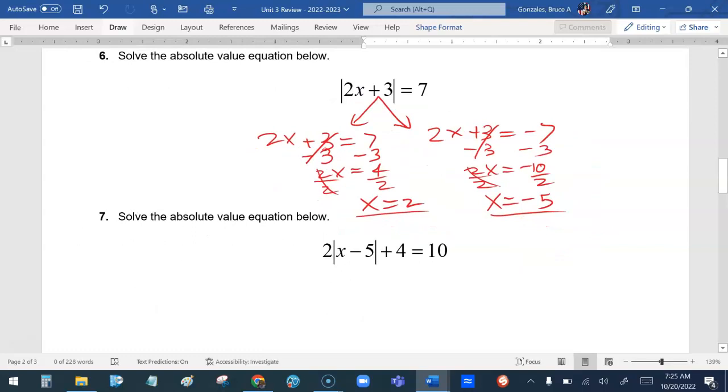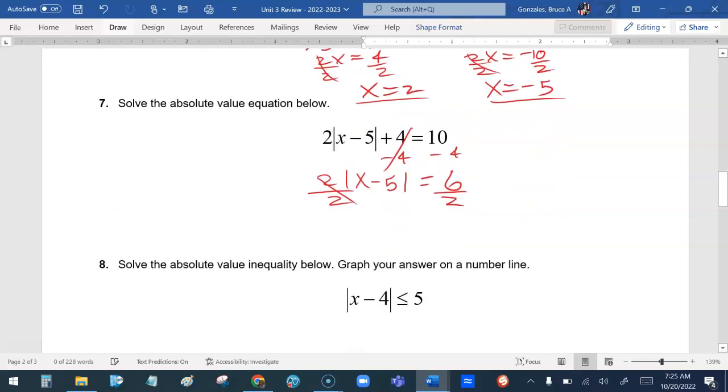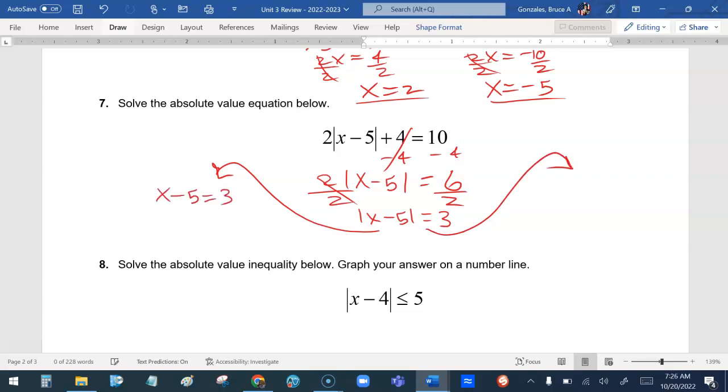On number 7, solving these. Now the bars are not by themselves, so first thing we need to do is get rid of the loner, -4. 10 minus 4 is 6. And then get rid of that 2, so we divide to get rid of that coefficient. Okay, so now I have absolute value of x minus 5 equals 6 over 2 is 3. All right, I'm running out of room here, so I'll just rewrite it over here. So that gives us x minus 5 equals 3, regular, and then x minus 5 equals -3. Okay, so we add 5 to both sides here. 3 plus 5 is 8. We add 5 to both sides here. -3 plus 5 is 2.